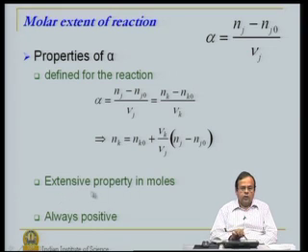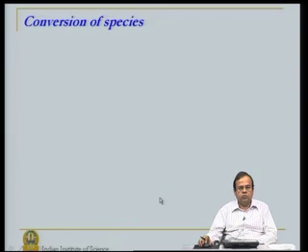Alpha, that is the extent of reaction, is also an extensive property, that is, it is related to the mass of the system. In thermodynamics you have studied intensive properties and extensive properties. Alpha is one of the extensive properties because it is in moles, so it is associated with mass. Now, you may ask what happens if you have more than one reaction.